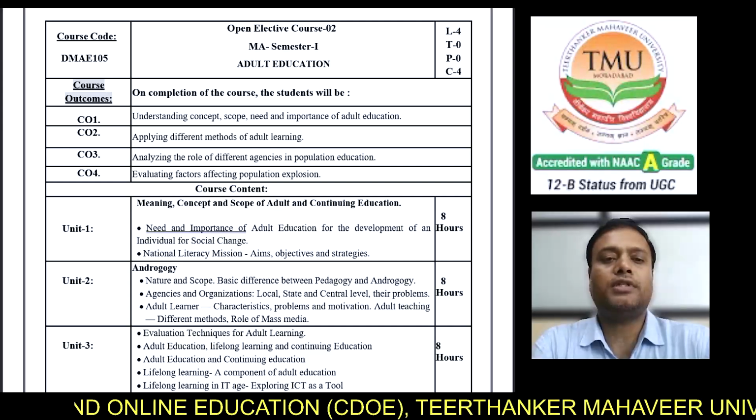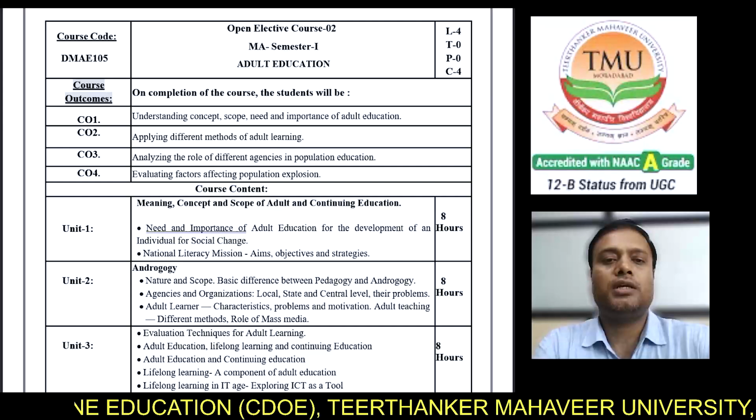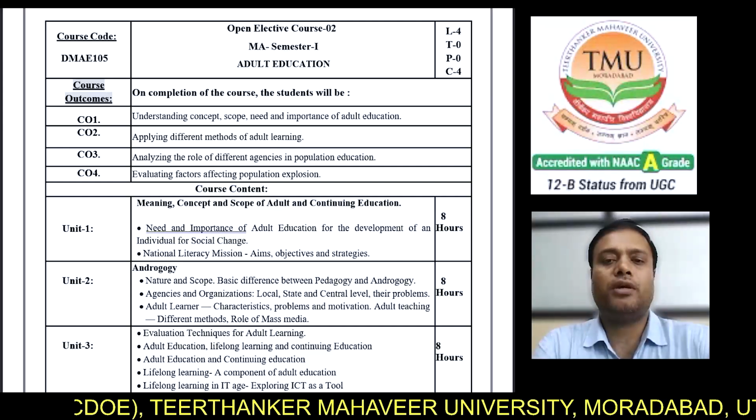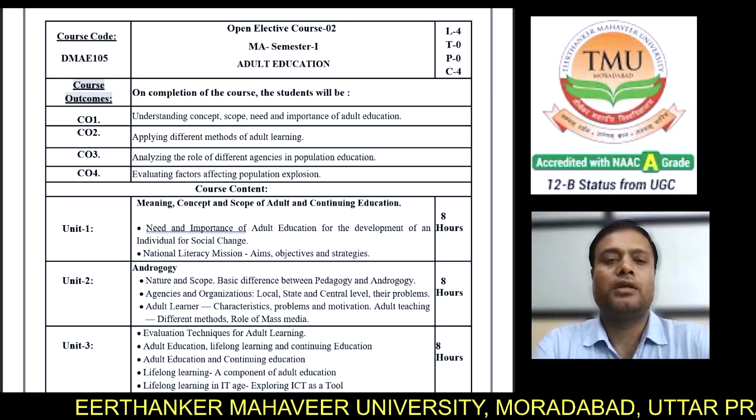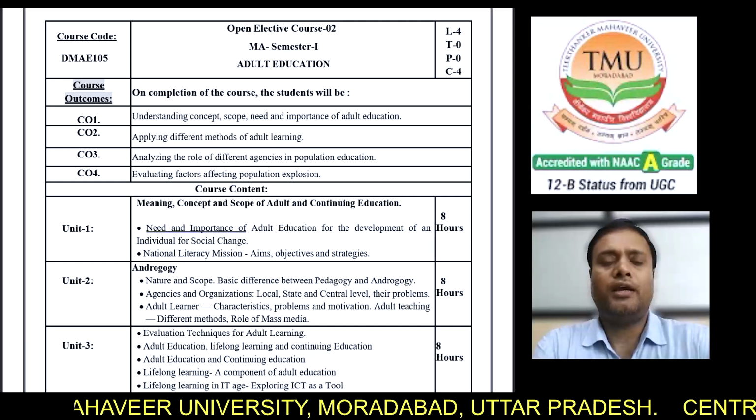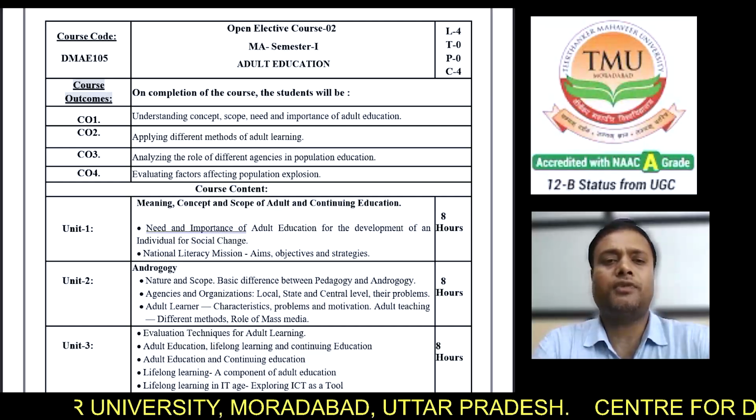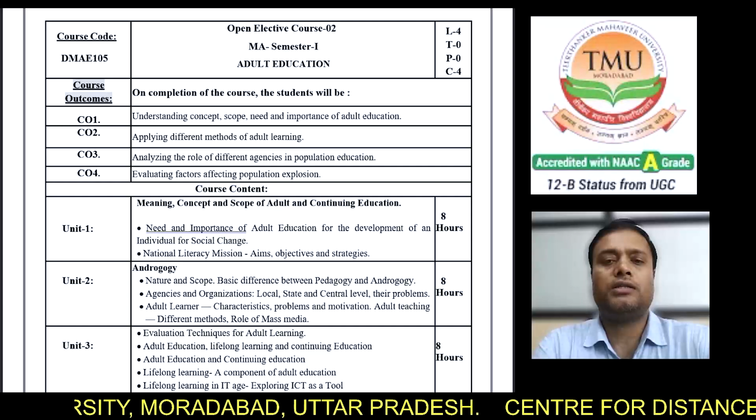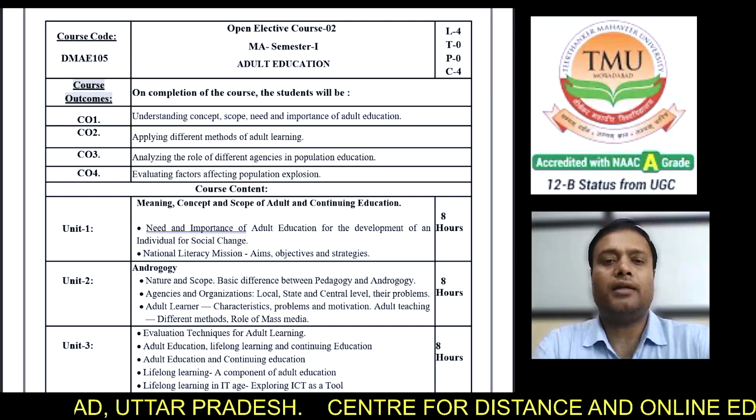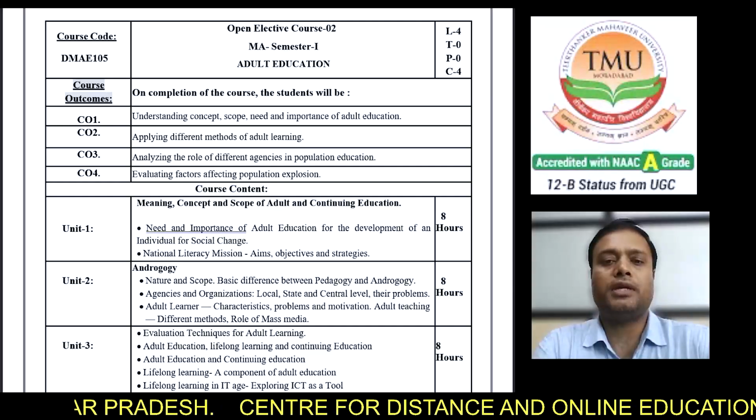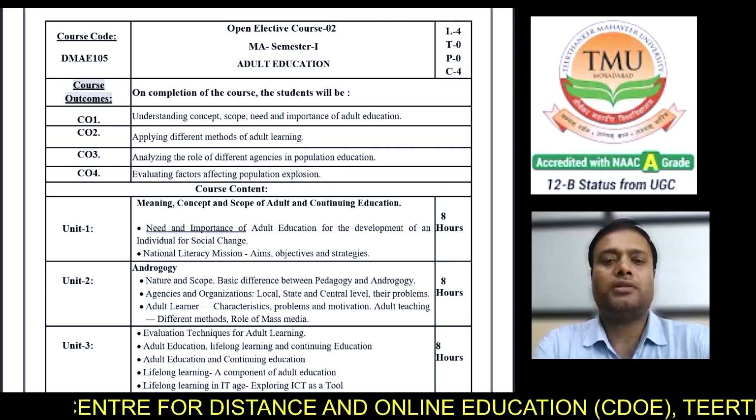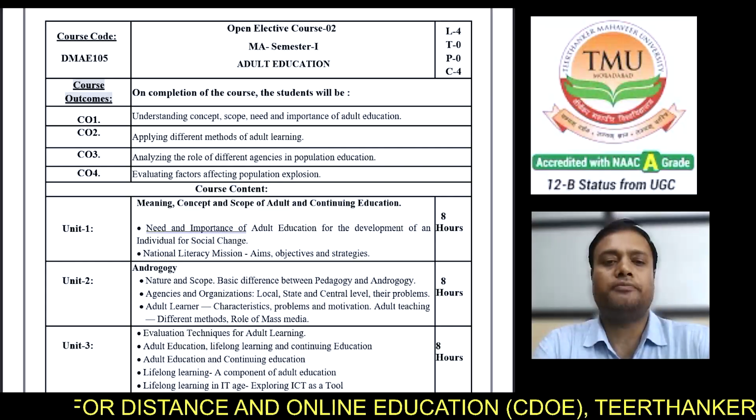The content of unit second is andragogy, its nature and scope, and the basic difference between pedagogy and andragogy. Second point is agencies and organizations. Here, we can discuss the different types of agencies at local, state, and central level and their problems. Then adult learners and their characteristics, problems and motivations. Adult teaching and different methods of teaching, and the role of mass media.